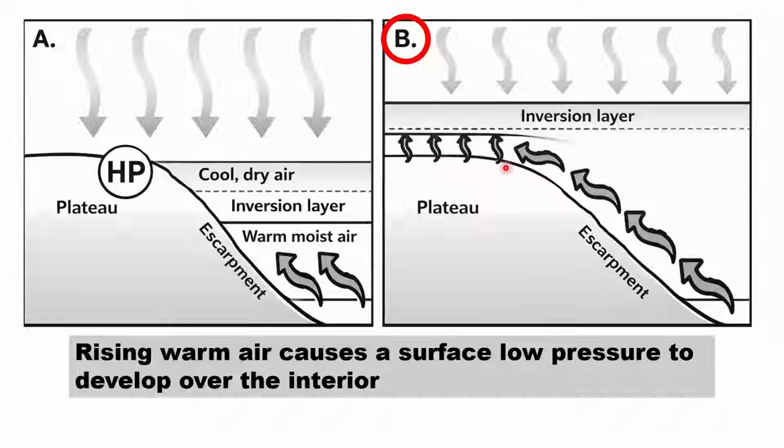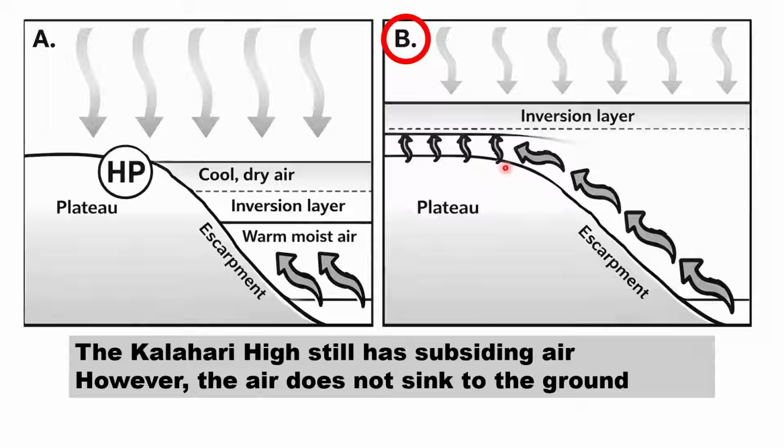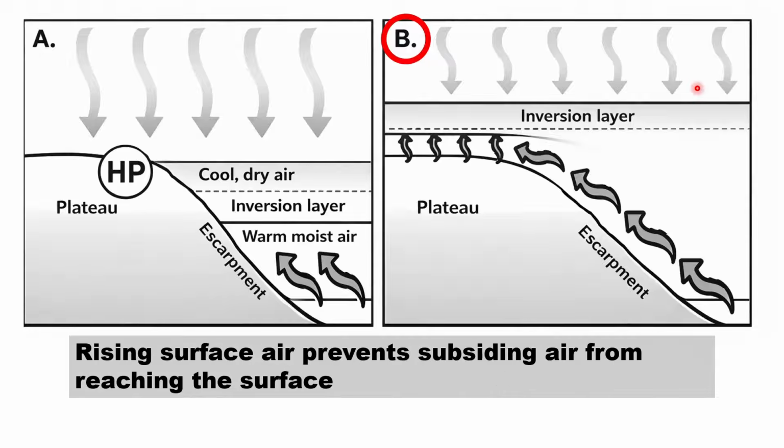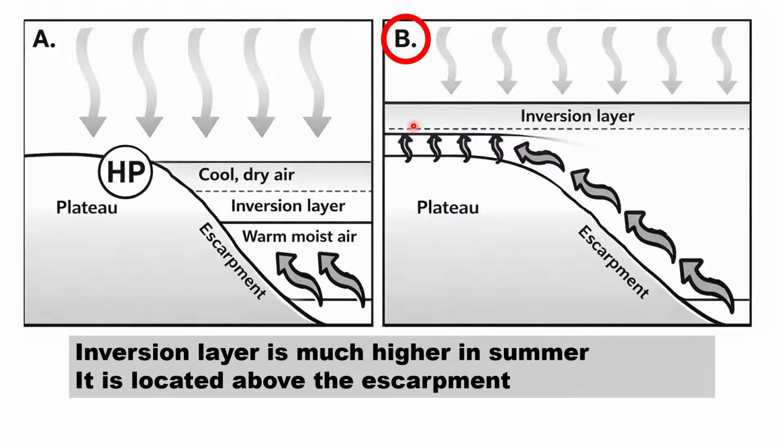Now look at the Kalahari high pressure above the surface. In summer, the air from the Kalahari high pressure is still subsiding, but it does not sink all the way down into the ground. This is very important because the surface air is rising and the subsiding air stops higher up in the atmosphere. As a result, the temperature inversion layer is much higher, and you can see on the diagram that it is above the level of the escarpment.